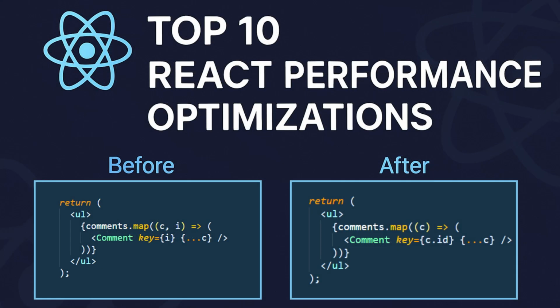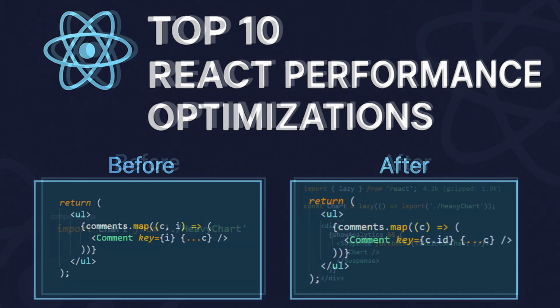5. Use stable and unique keys in lists. When mapping over arrays, always use a consistent key, ideally a unique ID. Avoid using array indexes unless the list is static. Wrong keys lead to bad rendering behavior.